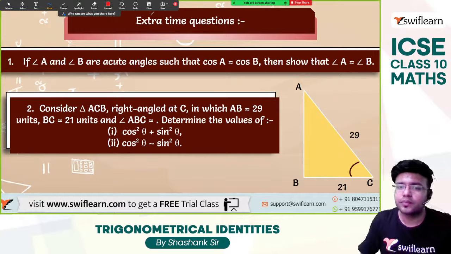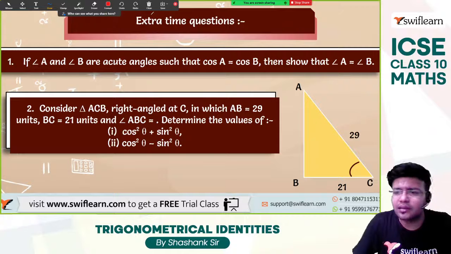Okay, yes. Consider the right angle triangle, right angled at C. Oh, here something different has been given.